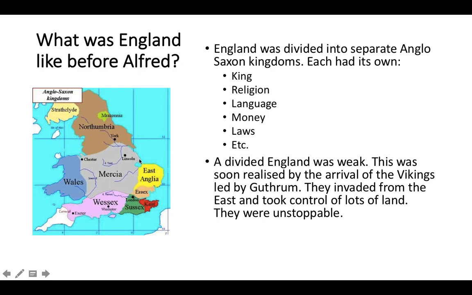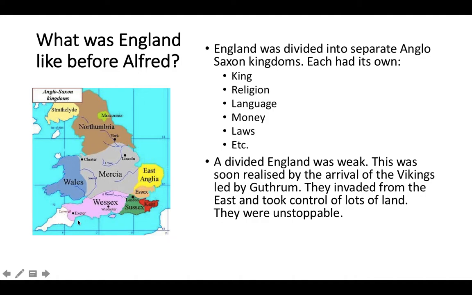They were unstoppable. They stormed through Northumbria, into Mercia, East Anglia, Essex. They took all of these counties until they arrived here in Wessex. And Wessex is the kingdom of Alfred. So we're thinking about why Alfred was so important when all these other kingdoms were taken over by the Vikings.